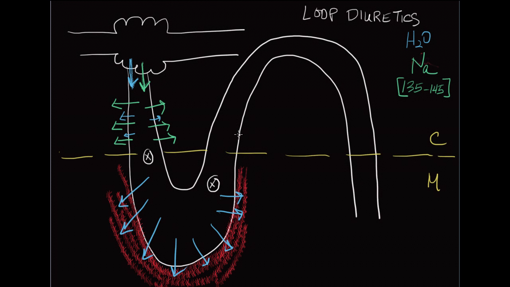Now that channel sits in this region here. I'll demarcate that with the orange. It sits in this region here, generally speaking, and that transporter is poisoned because we gave a loop diuretic. So we're not going to reabsorb much sodium here. You're not going to see green arrows. Now we move up to the distal convoluted tubule because nothing is happening here. It's poisoned.